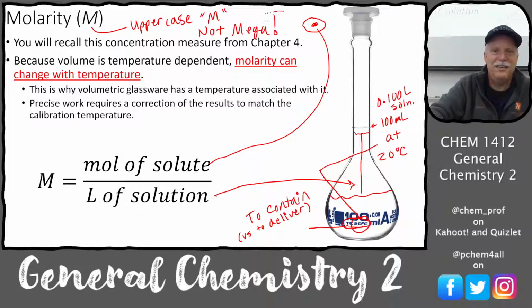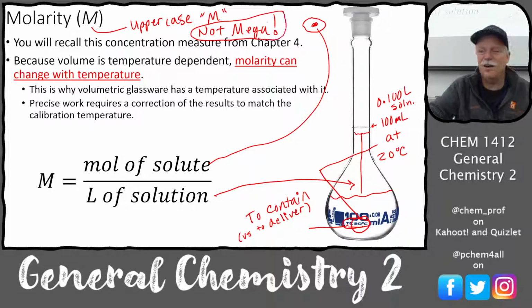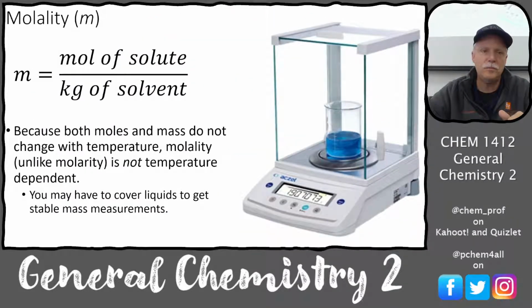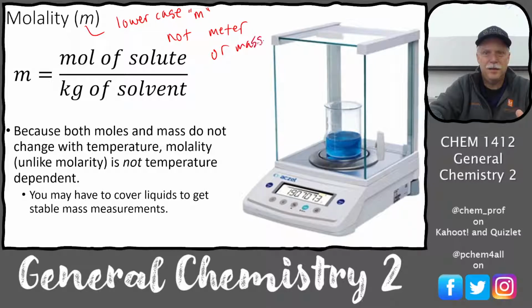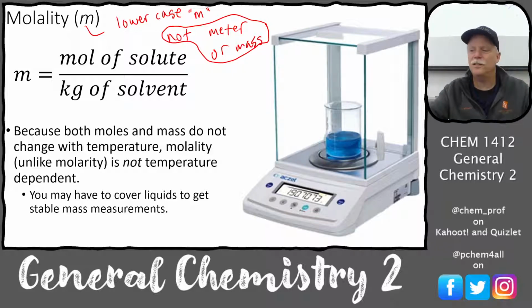Okay, so you have to use context to know when the capital M is mega, like megajoules, or when it's molarity. So you've got to pay attention. Is the problem talking about a concentrated solution or not, and so on. Molality is a lowercase m, not meter or mass. We've used M for a bunch of different things in this class already, and so you just got to use context. This is a concentration unit.